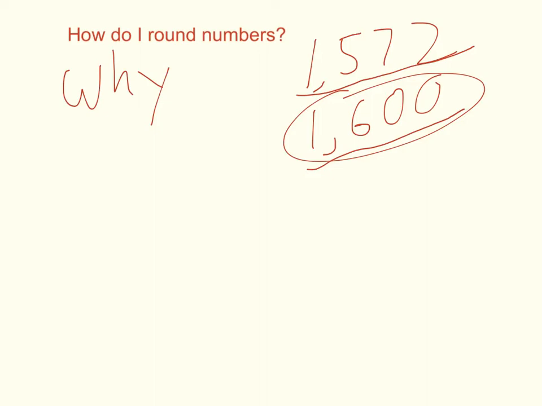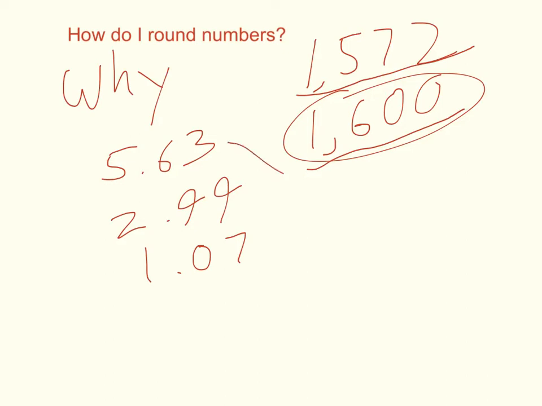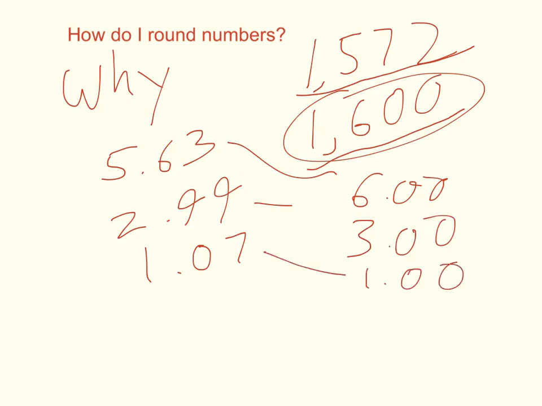Maybe you're at the store and you see some stuff that costs like $5.63, $2.99, $1.07. I can round all these and say, okay, well, that's going to be about $6. It's going to be about $3, and that's going to be about $1. So my total cost will be 6 plus 3 plus 1, which is going to be $10.